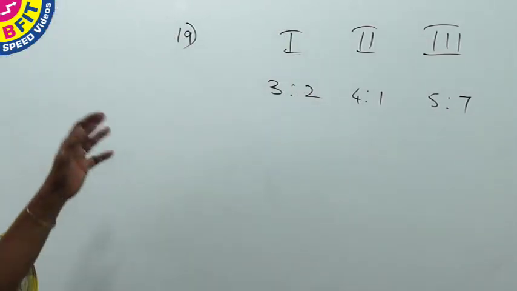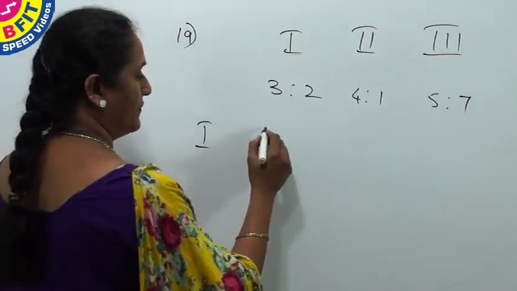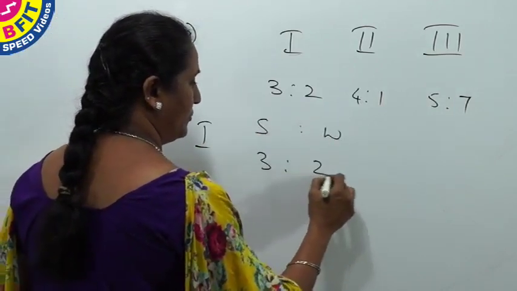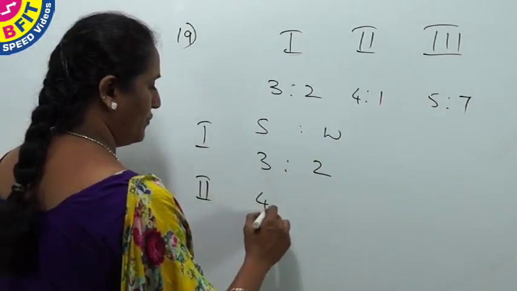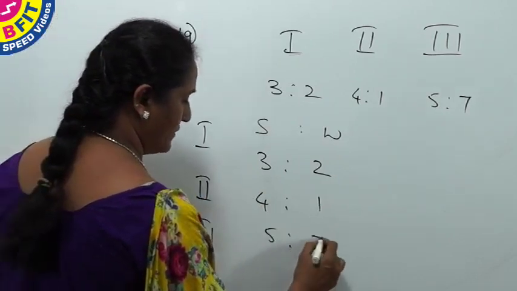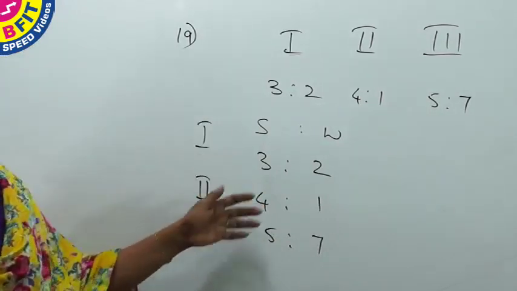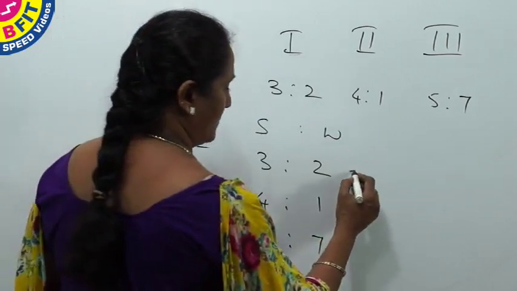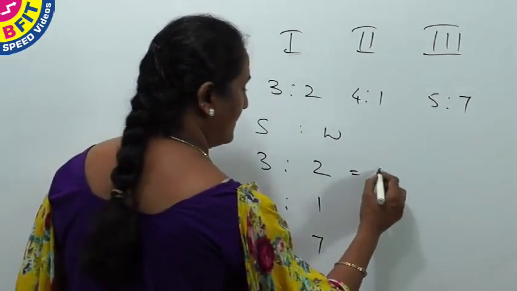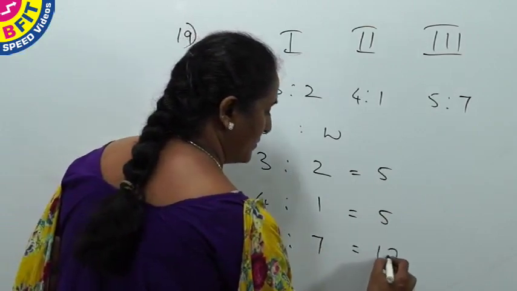But instead of proceeding in this pattern, we have in the first alloy sulfuric acid and water in the ratio 3:2, in the second 4:1 and in the third 5:7. So all the vessels are of equal capacity. So we'll check whether the parts are the same. So we have sulfuric acid and water 3:2, 5 parts. Here also it is 4 plus 1, 5, and here it is 12.